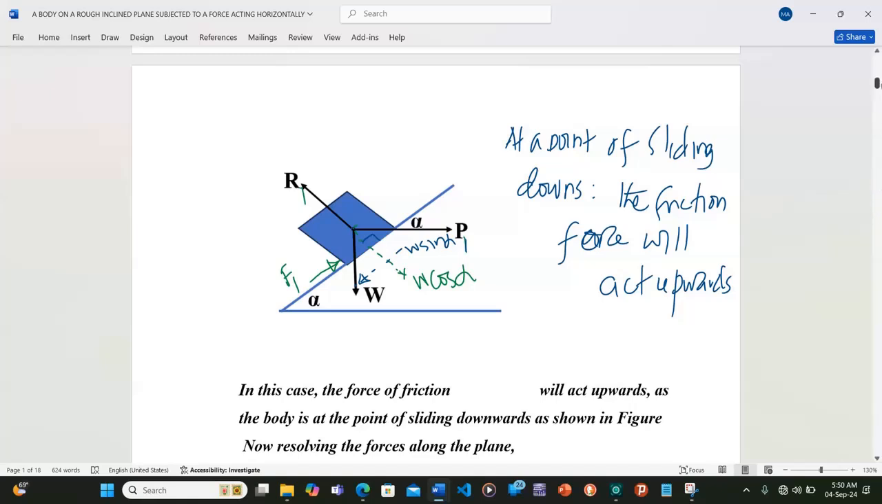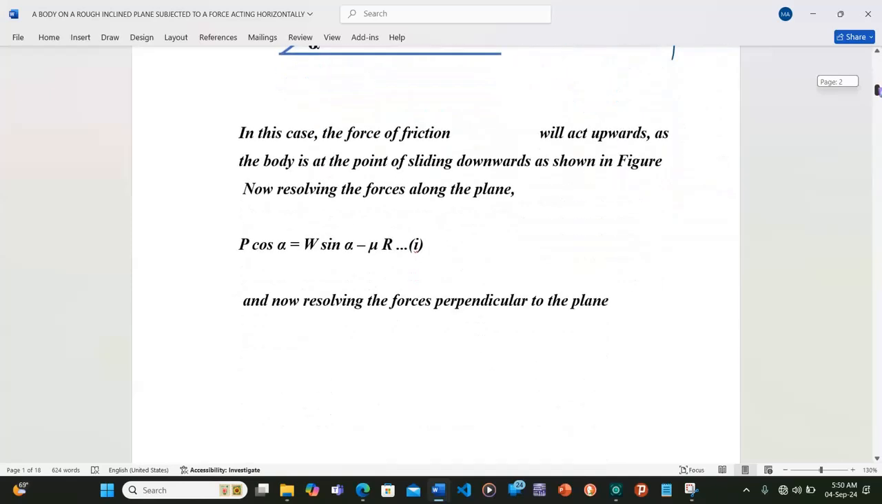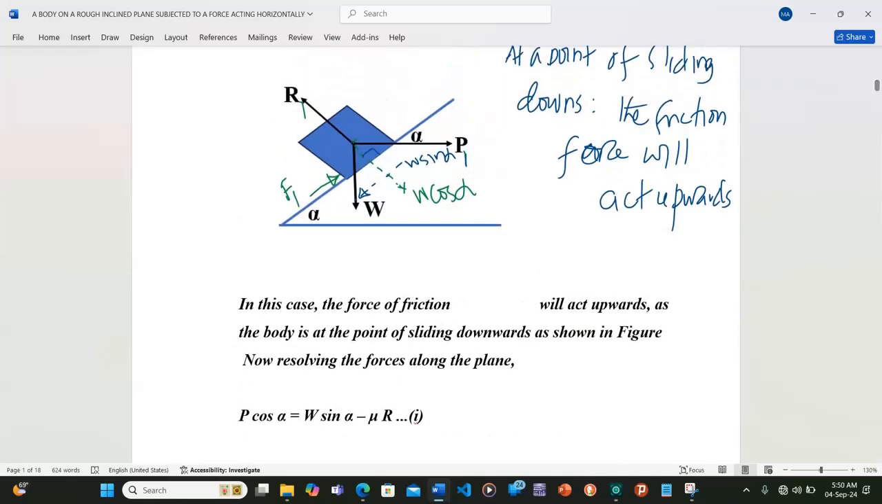So now let's move ahead and analyze our scenario. In this case, the frictional force, which we are calling F1, is equal to nu R1, and it will act upwards as the body is at the point of sliding downwards as shown in the figure. So how do we get R1, how do we get P? What we are going to do is to resolve forces along the plane and perpendicular to the plane.